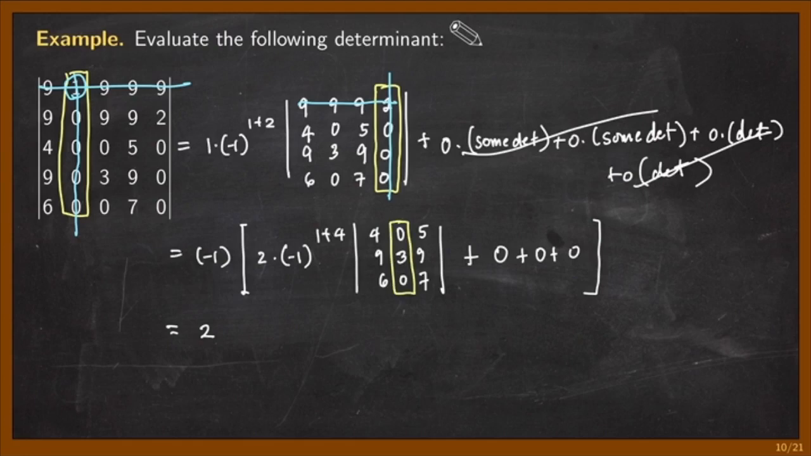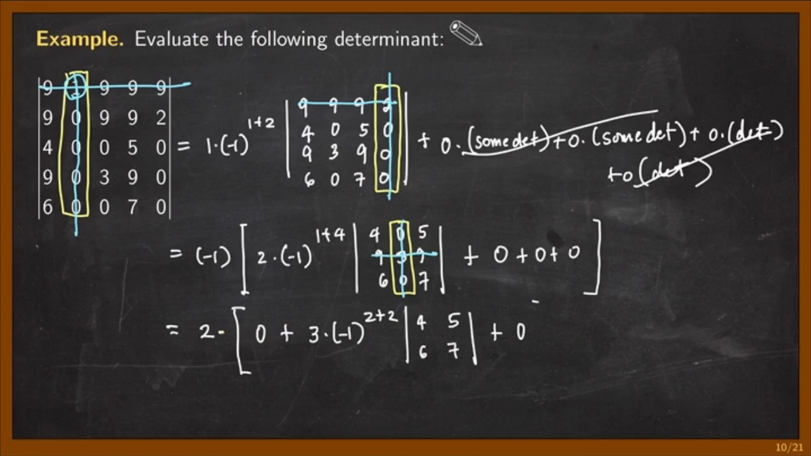Alright, so 2 times, I'm going to change color. So 0, because of the 0 entry over here, plus 3 times negative 1 raised to, what's the position of 3 in this matrix? 2, 2, 2. Determinant of the matrix obtained by deleting this. So you get 4, 5, 6, 7, then plus 0.